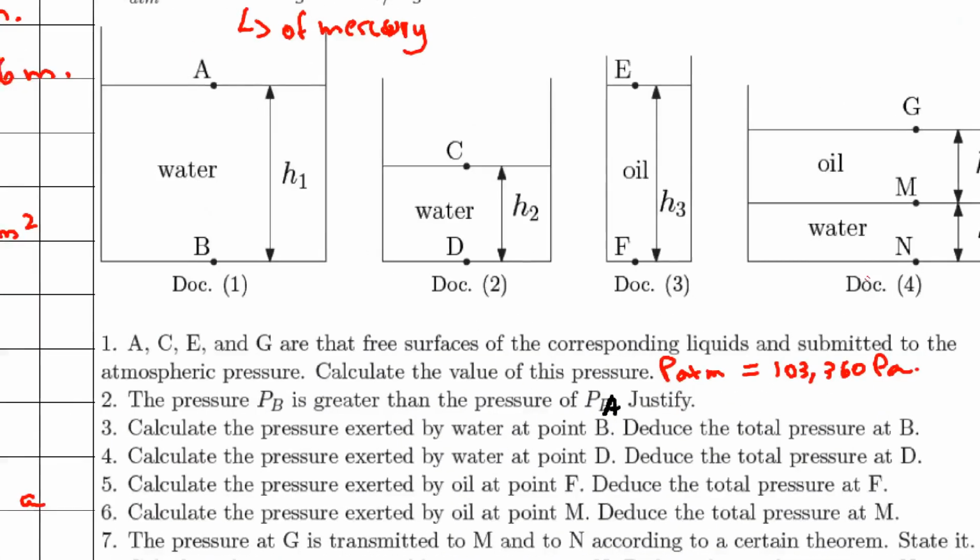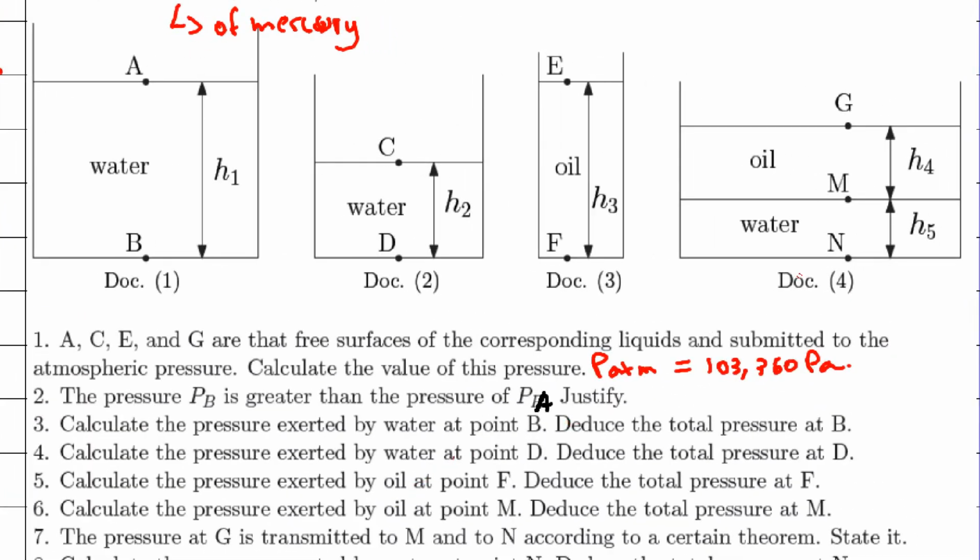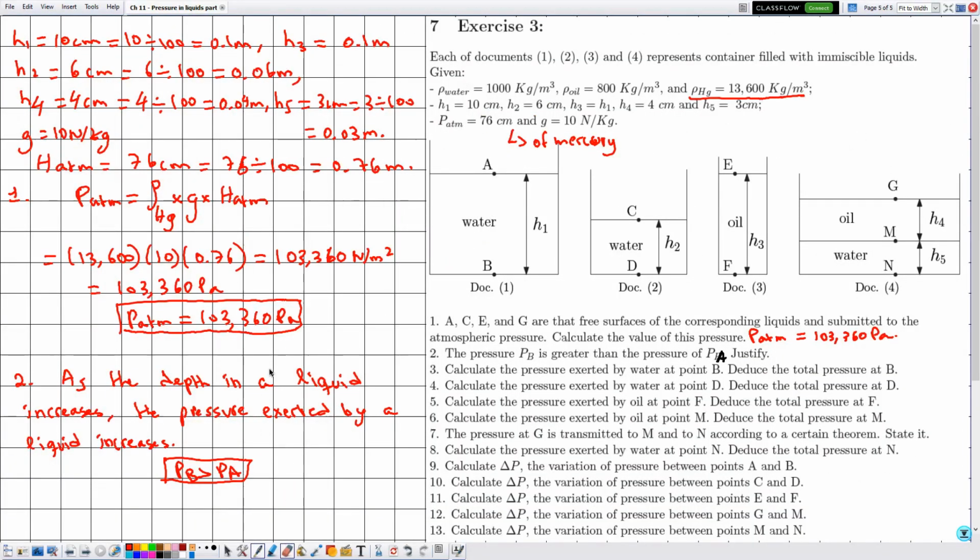Now, number 3, calculate the pressure exerted by water at point B. So notice that here B is submitted to two pressures, to the pressure due to the layer of this water and to the atmospheric pressure, because we know that according to Pascal's theorem, liquids transmit pressure, and knowing that A is being submitted to the atmospheric pressure, this liquid will transmit atmospheric pressure to the point B. But here they are telling me only to calculate the pressure exerted by water only, and not the total pressure.